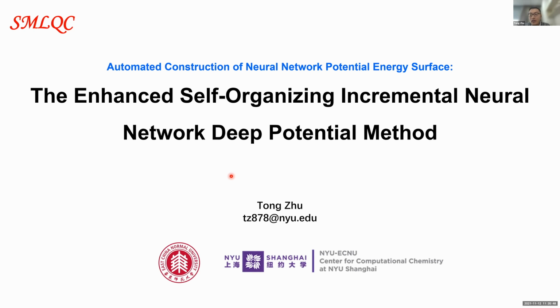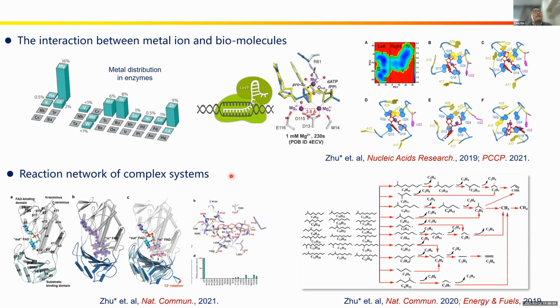Today I want to introduce our recent works with the help of the neural network potential energy surface. Our research interests are focused on only two areas. The first one is the interaction between metal ions and biomolecules. As we know, nearly 50% of proteins use metal ions as a cofactor to achieve their function and maintain their structure.